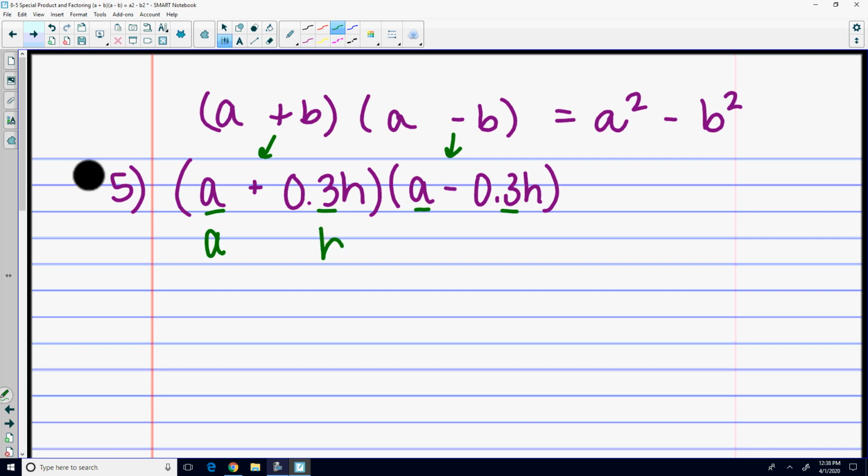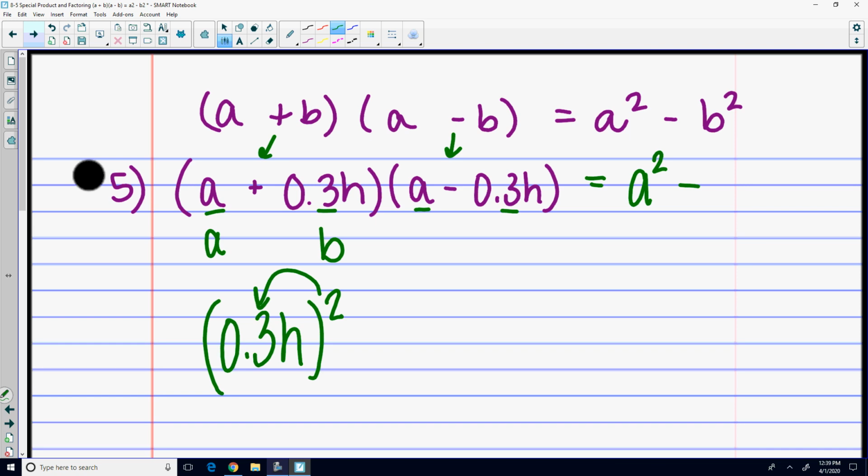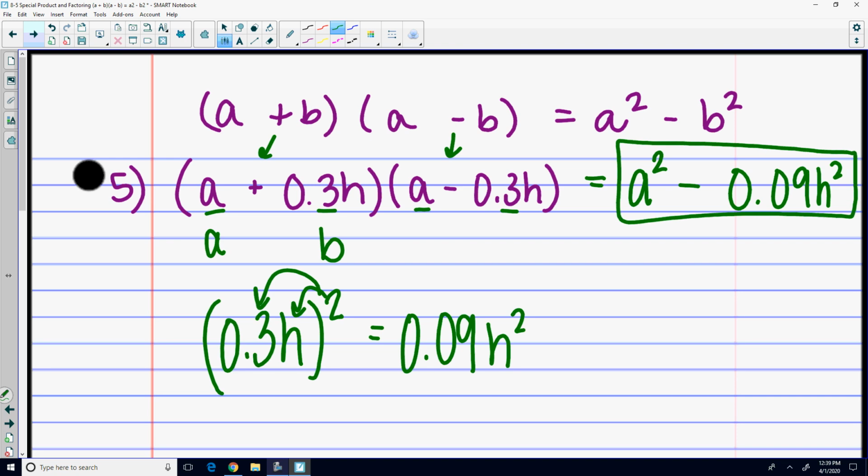In my A position, I have an A, and in my B position, I have a 0.3h, which is no big deal. So let's just square those. A I can do without much work. A squared is A squared, minus sign. Now I have a 0.3h in my B position, and I need to square it. 0.3 times 0.3 needs 2 decimal places in my answer, so that's 0.09. Use a calculator if you're confused. Square your h, so I have 0.09h squared in my B position.